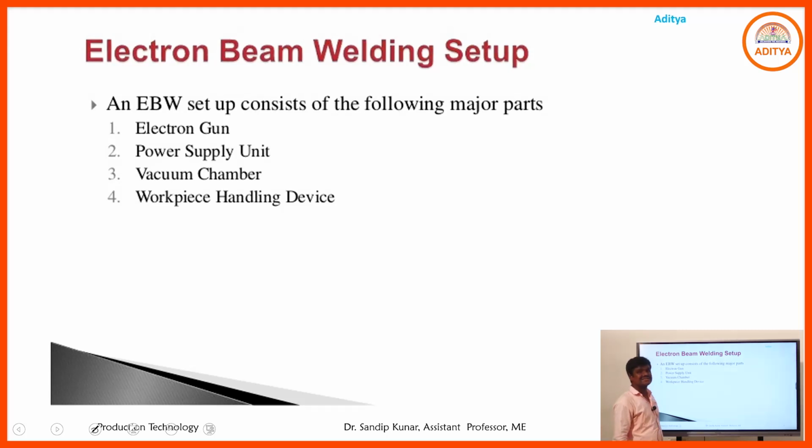What are the setup equipments in case of electron beam welding? First one, the electron gun, from which a high velocity electron beam is generated. Second, the power supply unit. Third, the vacuum chamber, and fourth is the workpiece handling device.